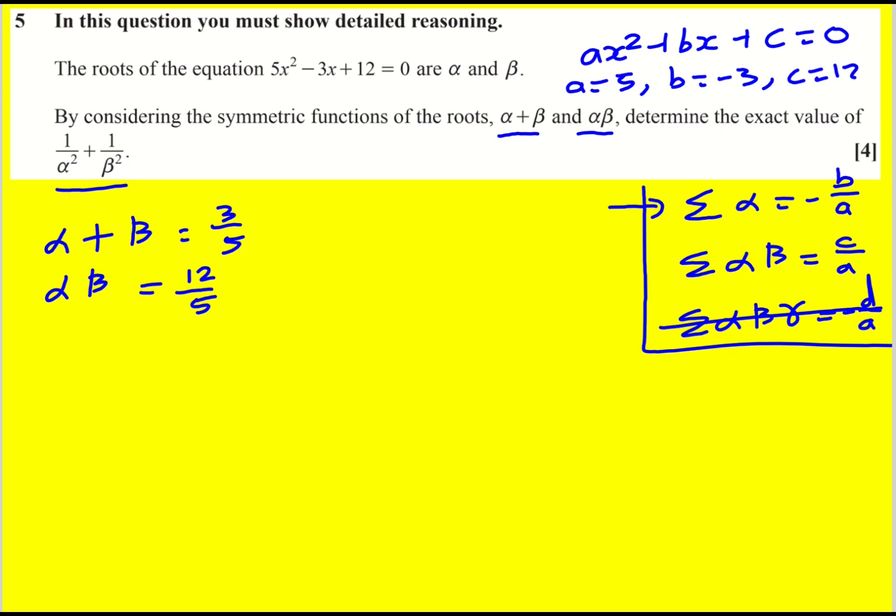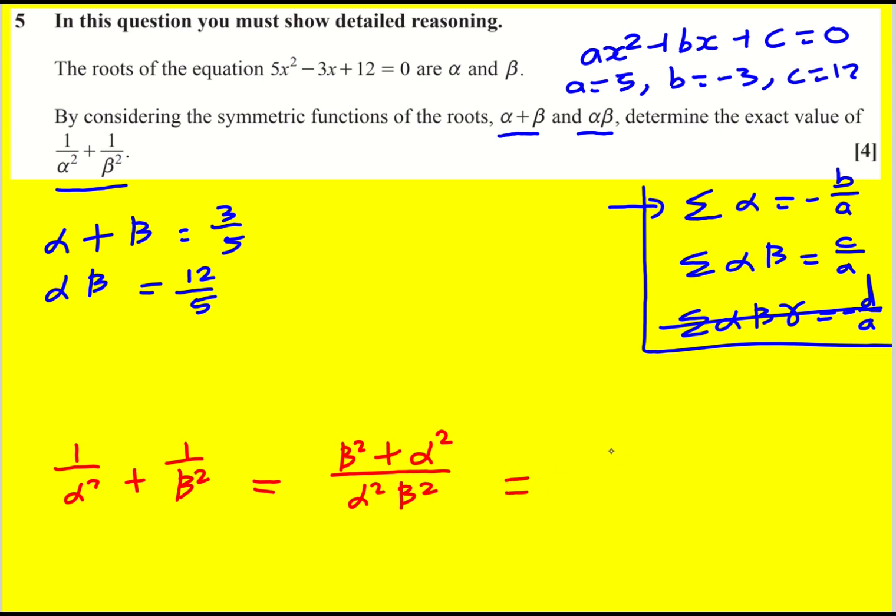Okay, brilliant. Right, and I want 1 over alpha squared plus 1 over beta squared. But I don't have, I mean, you could try and solve these simultaneously, but you don't need to. Instead, I'm just going to play around with this, add the fractions together, and put them over a common denominator of alpha squared beta squared. So times this one through by beta squared over beta squared. That gives beta squared on top, and this one alpha squared. So that's what we can turn it into.